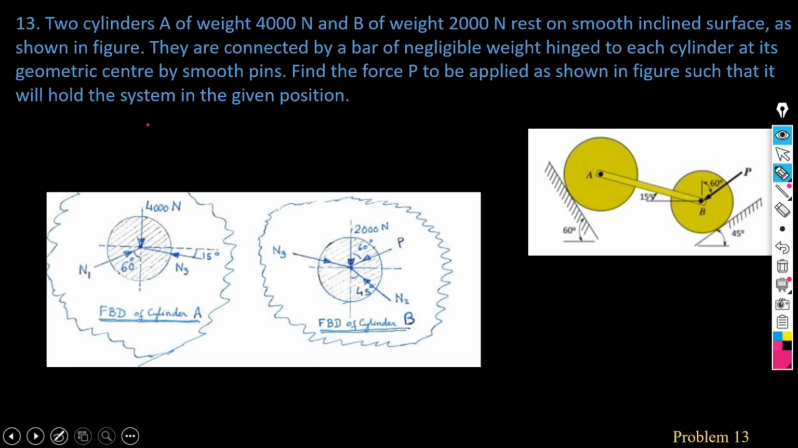The step 1 is to draw the corresponding free body diagrams. You can see here N1 is the normal reaction on the free body diagram 1, and this is the two force member. The corresponding forces are N3 on free body diagram 1 and N3 on free body diagram 2, and the corresponding self weights are shown as 4000 newtons and 2000 newtons. You can resolve the forces as horizontal and vertical so that you can find N1 and N3 here, and substitute the N3 value in free body diagram 2 so that you can resolve for P.